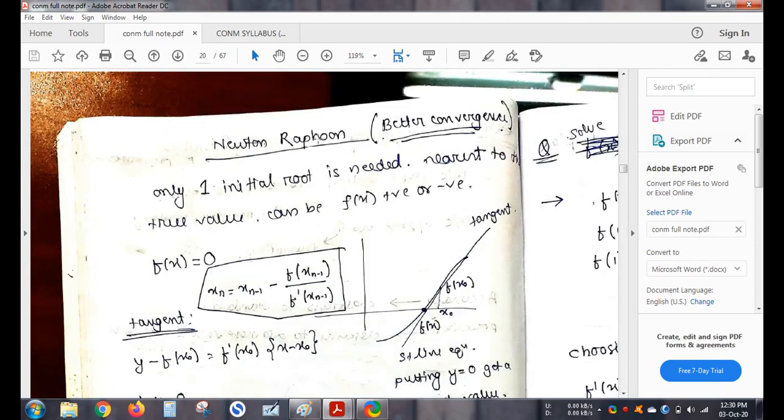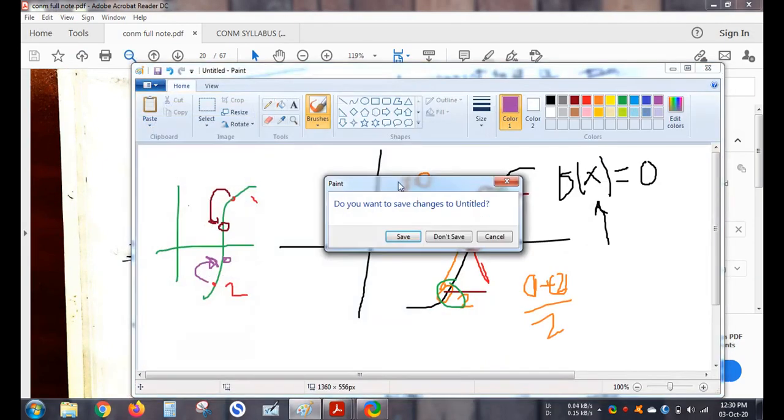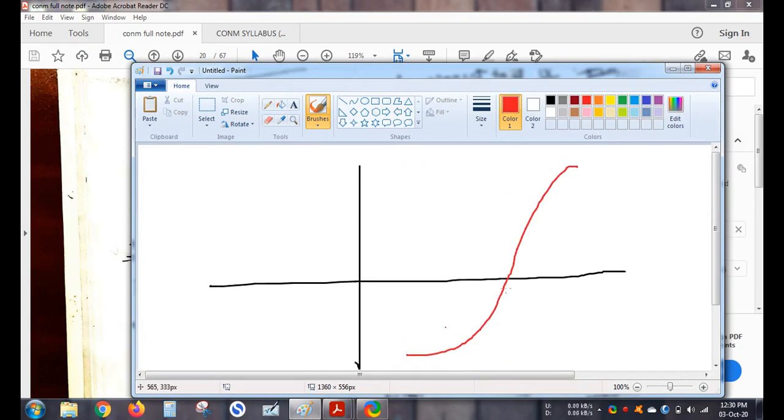So what is the idea of Newton-Raphson method? In the Newton-Raphson method, we use the concept of tangent. Let me draw it. Suppose this is my function f of x. Now, by trial and error, I will be using only one root. Suppose I found out my root over here. So this is my root.